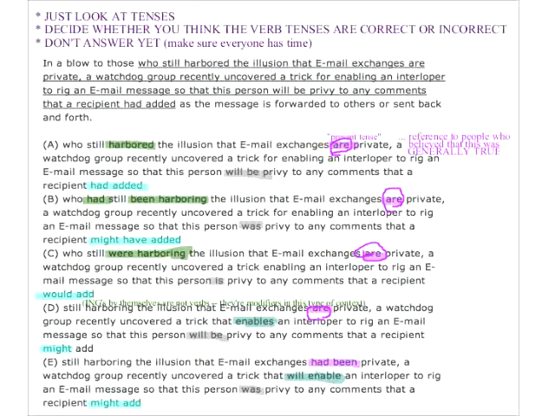This one would mean that they believed that the email exchanges used to be private. That doesn't really make a lot of sense, because had been would mean before this time frame. So the implication here is that people believed that at one time previously the conversations, the exchanges had been private.